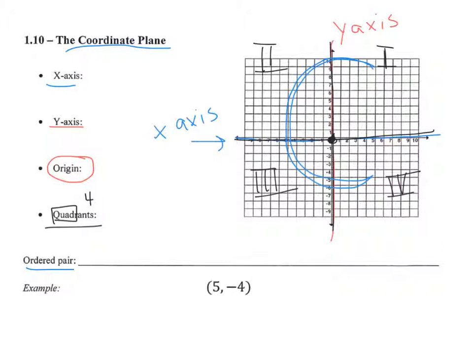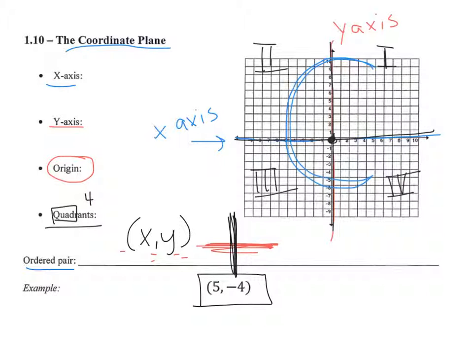So an ordered pair is a point on the graph that consists of an X and a Y, and it's always separated with a comma and parentheses. So the X tells you where to go on the x-axis, the sideways axis, and the Y tells you where to go on the vertical axis. So let's try 5, -4. So 5 is your X, and -4 is your Y.